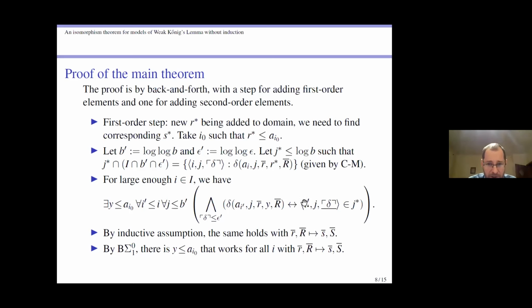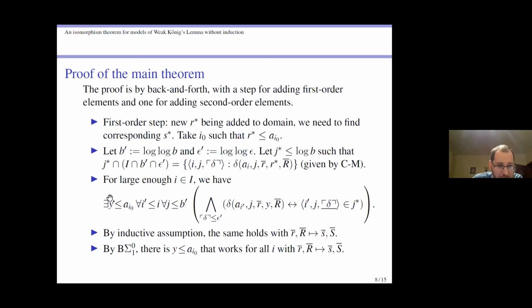So for this R star and this J that kind of codes the truth about R star, the following statement is true. Let's fix an I in an index of an element in our set A. Let's assume this I is big enough so that things don't get messy for the reason of I being too small. The following statement is true. There is a Y smaller than AI0. This Y is going to be R star, such that for every I prime below I, and for every J below B prime, so this is our decreased requirement on the parameters.